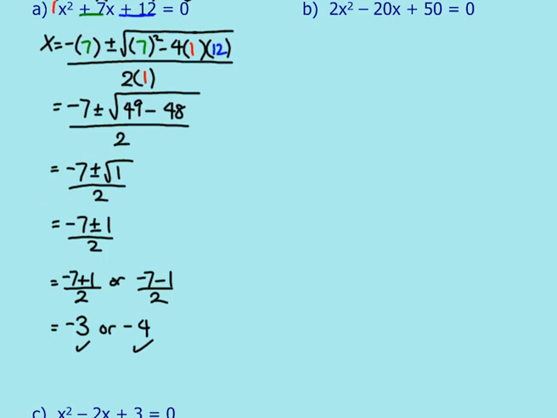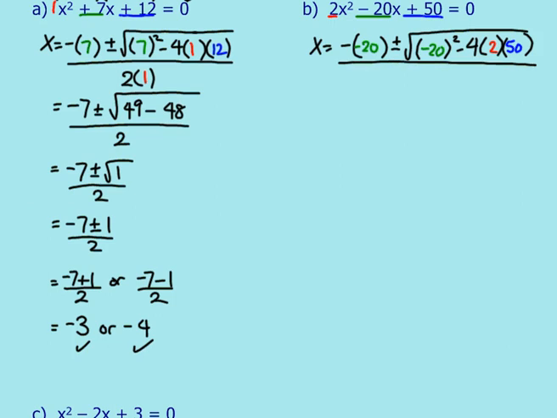Okay, let's try this again. So our a value for 1b is right there. Our b value is the negative 20. And our c value is the 50. Okay, so x equals negative, and then our b value, that's negative 20. So you're going to have a double negative right there. Plus or minus. Again, the b value squared. Minus 4 times your a, which is 2. And your c value, which is 50. All over 2 times your a.